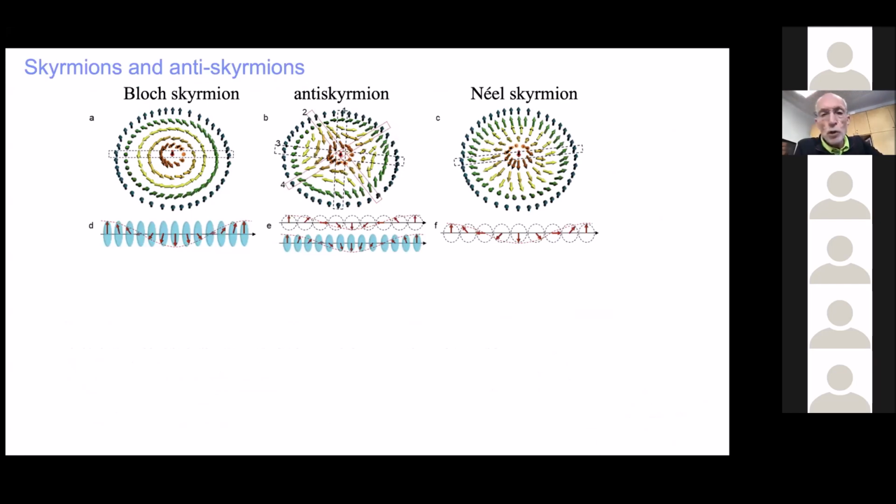Now it has been proposed that instead of using these chiral domain walls, which are just a few nanometers wide, one could instead imagine a racetrack memory in which you use skyrmions as basically the information storage element. So I want to briefly discuss some of our own work on skyrmions.